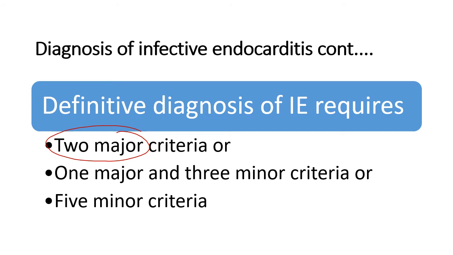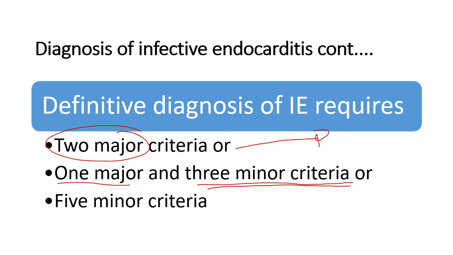You have only 1 out of the 2 major, and you should have 3 minor criteria. Remember the minor criteria: either there is a fever, or a predisposing risk factor, or a serological phenomenon, or an immunological phenomenon. Only 3 minor and only 1 out of 2 major. So to make a diagnosis, we must have either 2 major, or 1 major and 3 minor.